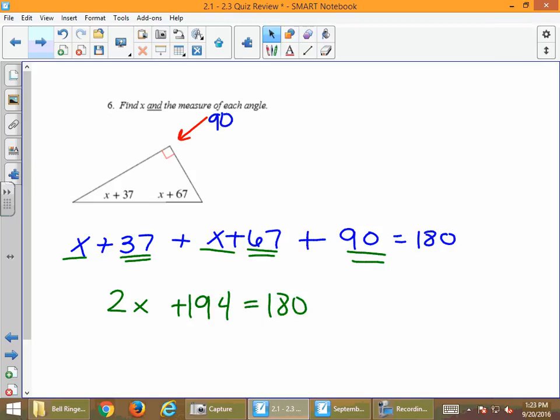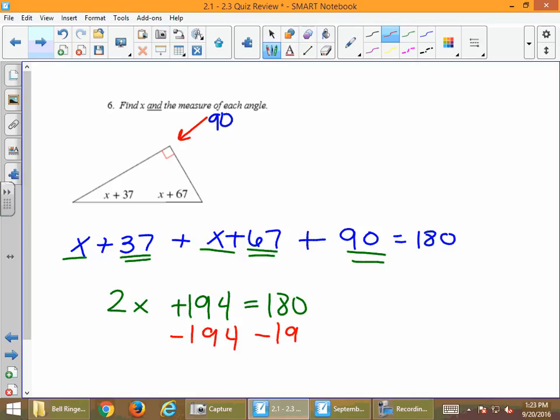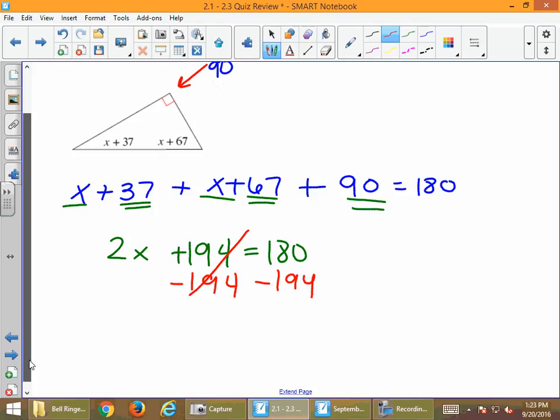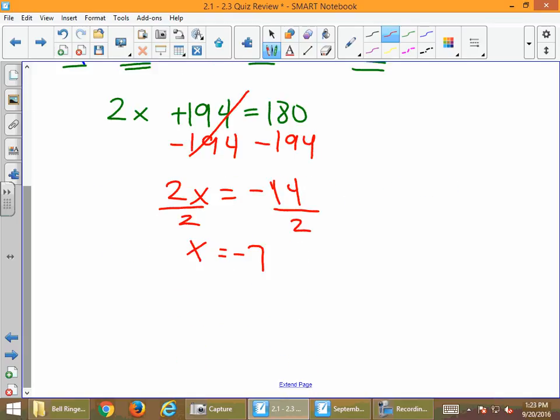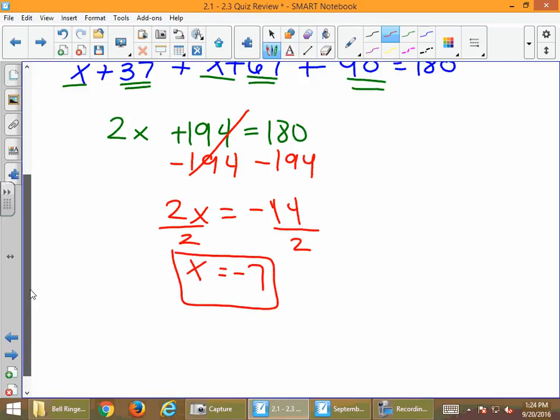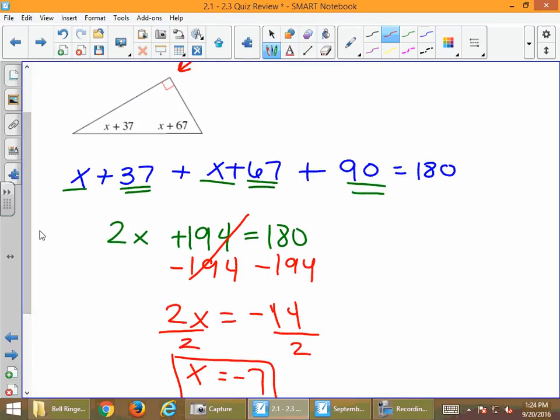And then you just solve. What do we have to do with 194? Move it over. We're going to subtract it. So then we get 2x is equal to what? -14. Divide by 2. X equals -7. Okay? Don't panic when you get a negative x like that. That sometimes is okay. As long as your segment or your angle's not negative, having a negative x value is perfectly fine.